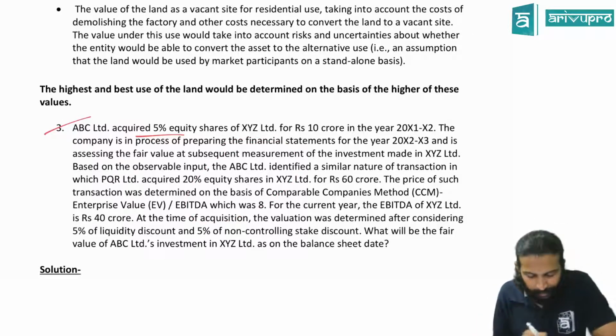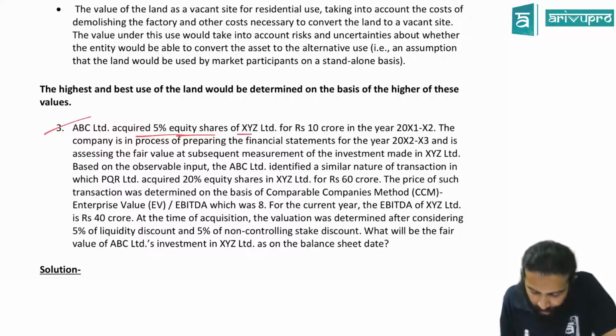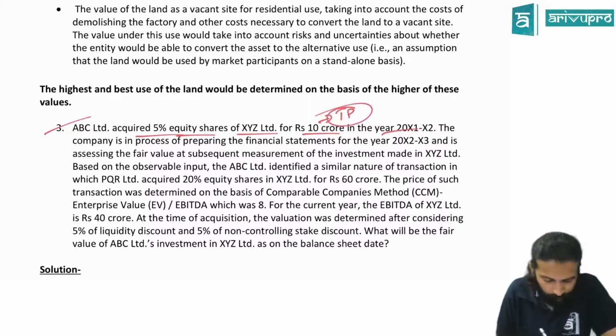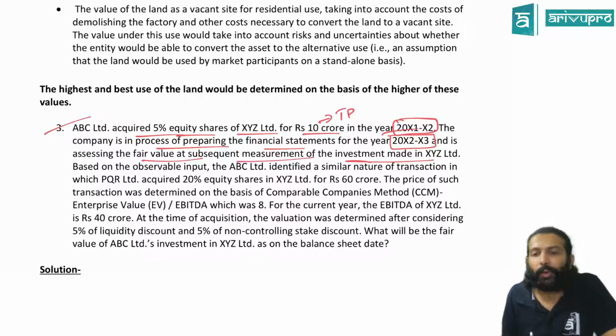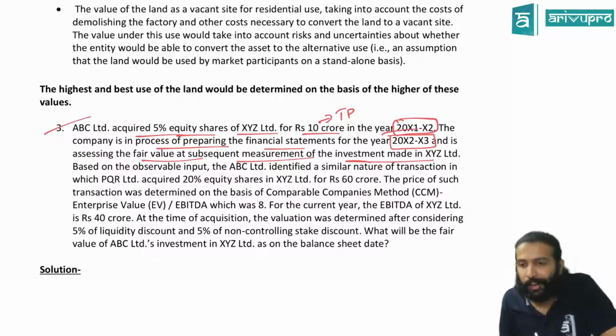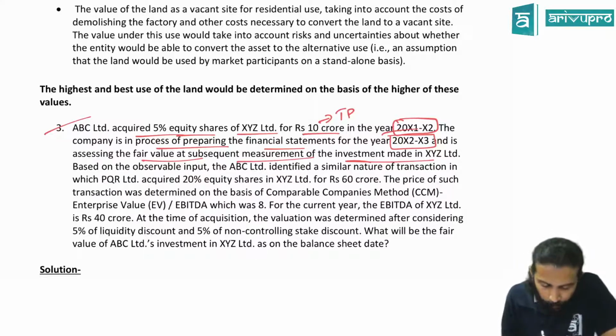Okay. ABC Limited acquired 5% of equity shares of XYZ for 10 crore rupees. So this is the transaction price, sir. The company is in the process of preparing financial statements for the year ended 20X2-X3. We purchased it in X1-X2. Right now we are in X2-X3, and is assessing fair value at subsequent measurement of investment made. That means they want to value this investment at fair value, based on the observable input.